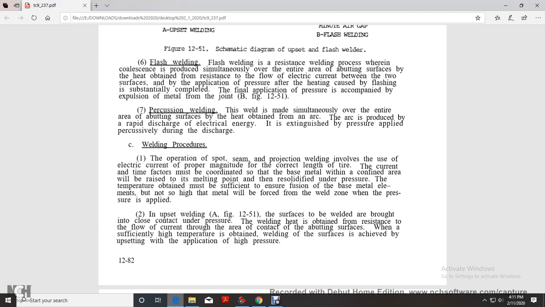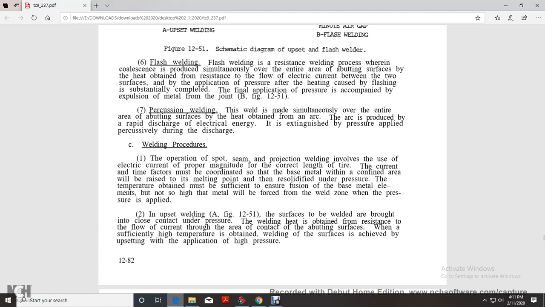Welding procedure. Operation of spot, seam, and projection welding involves the use of electrical current of the proper magnitude for the correct length of time. The current and time factors must be coordinated with the base metal so that it is raised to the melting point and resolidified under pressure. The temperature obtained must be sufficient to ensure fusion of the base metal elements, but not so high as to melt the metal and force it out of the weld. The weld is done with the pressure applied.